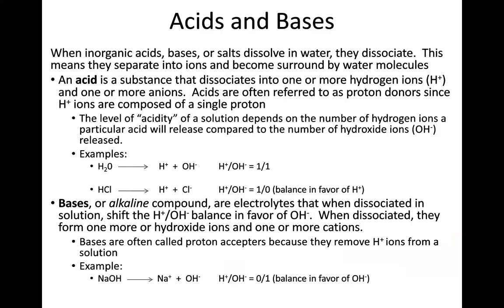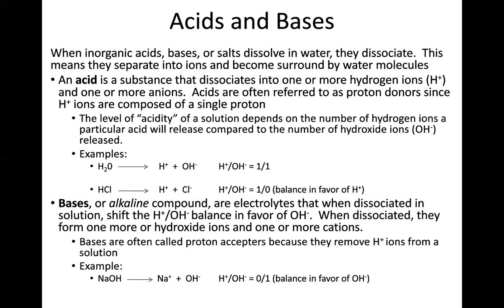Let's talk about acids and bases, and then we'll talk a little bit about salts, but mainly here we'll be talking acids and bases. An acid is a substance that dissociates into one or more hydrogen ions, H plus, and one or more anions. An anion is like what hydroxide is, it has a negative charge. We refer to acids as proton donors, since hydrogen ions are basically just a single proton. If you think back to the other day when we talked about atomic number and atomic mass, we said hydrogen has an atomic number of 1, right?